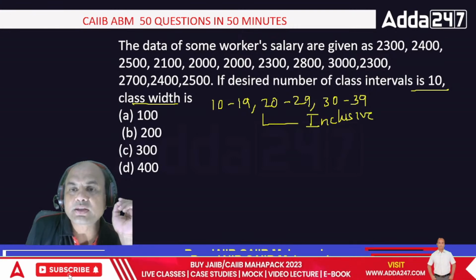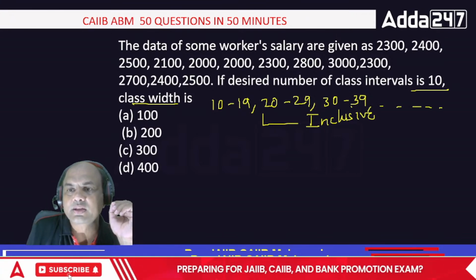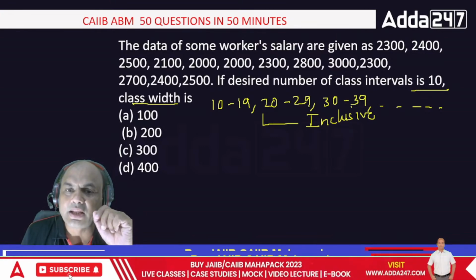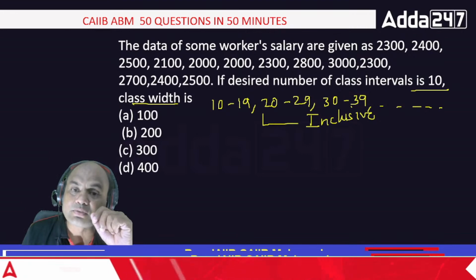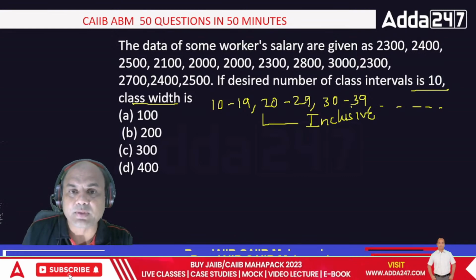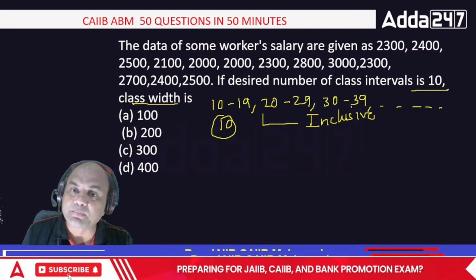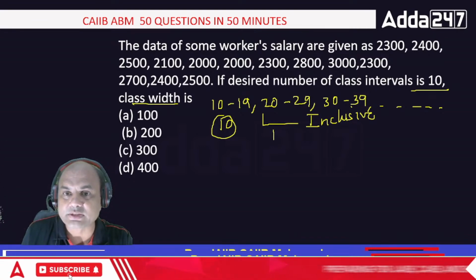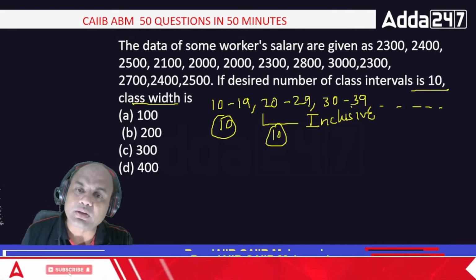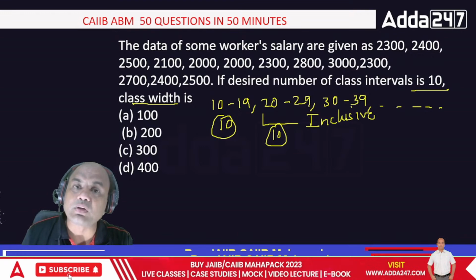What do we want in this? The number of intervals is 10, so I'll go on adding 10. We want the width. Width means 19 minus 10, so it is 9 plus 1. We are including the opening and closing also, so it will be plus 1. My width here will be 10. Similarly, 29 minus 20 is 9 plus 1. In inclusive, we have to add plus 1, so this is again 10. You'll find that the width of all these is always the same: 10, 10, 10, 10. The width always remains the same.